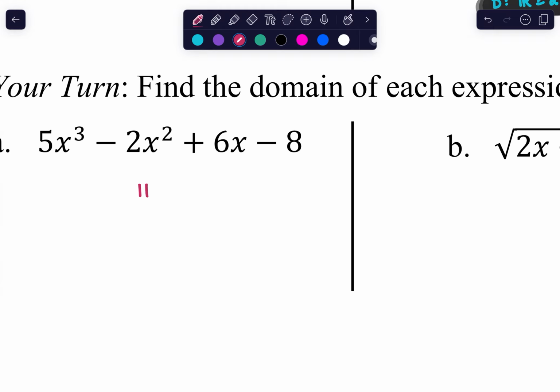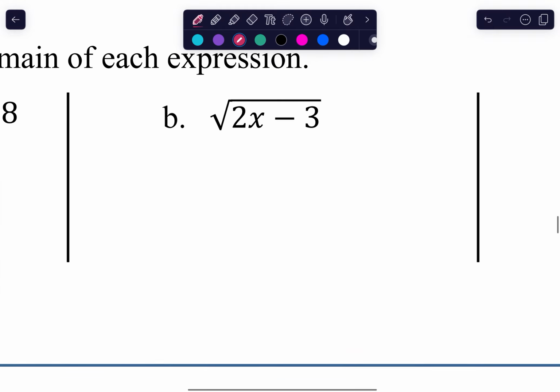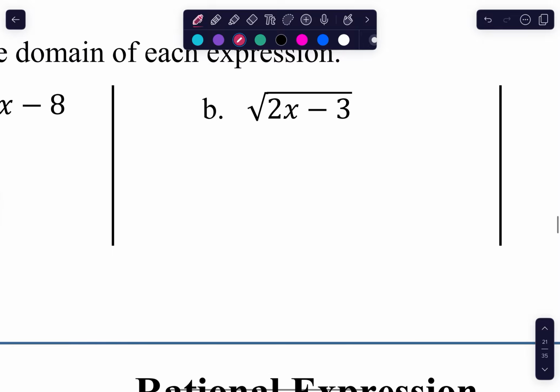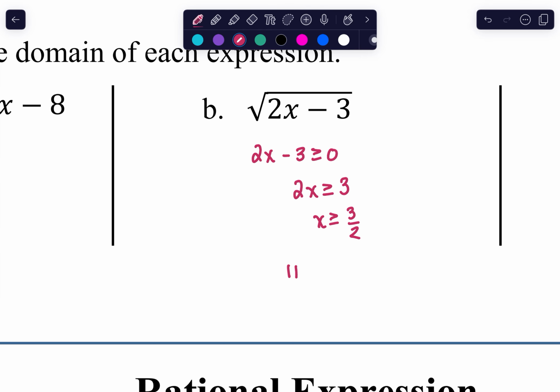All right, so for this one again, it's a polynomial, so it's all real numbers. For the next one, we have to do a little bit of work. 2x minus 3 is greater than or equal to 0. So I'm going to add 3 and then divide by 2. So this means my domain is all real numbers greater than or equal to 1.5 or 3/2.